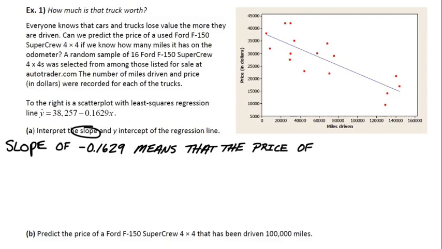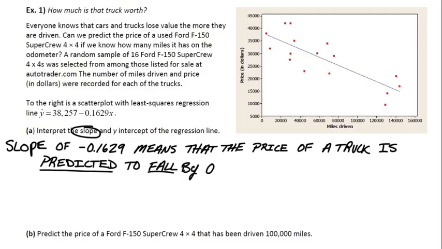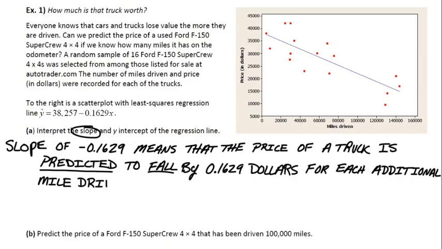That just means that the price of the truck decreases. So we predict it to fall by 0.1629. And what unit is that? That is in dollars. We predict it to fall by $0.1629 for every mile driven, for each additional mile driven. So again, slope's really simple. For each 1 unit increase in X, we predict a decrease of this in Y. So the price of the truck is predicted to fall by this much for each additional mile driven. That's what that slope means.